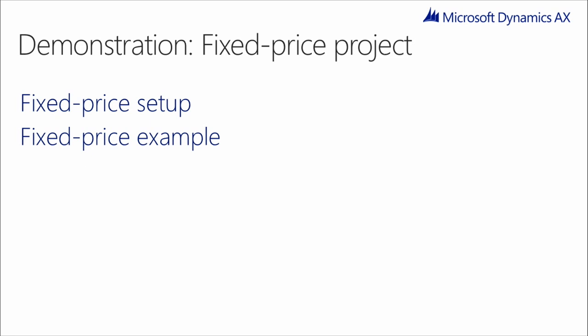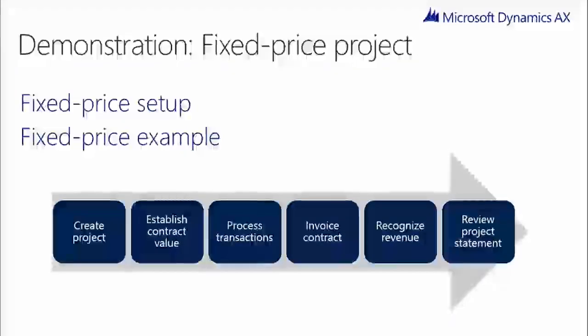So now that we've done our setup, let's walk through an example of how this thing works in process. So the process of a fixed price project is, again, you need to create the project. A different step between this and time and materials is now we have to establish a contract value in that we have a fixed price project. We've agreed to do some work for a fixed price for our customer. So we need to establish that contract value.